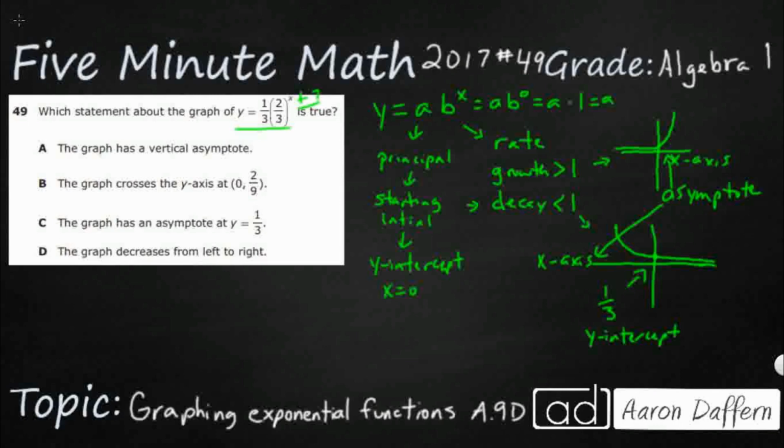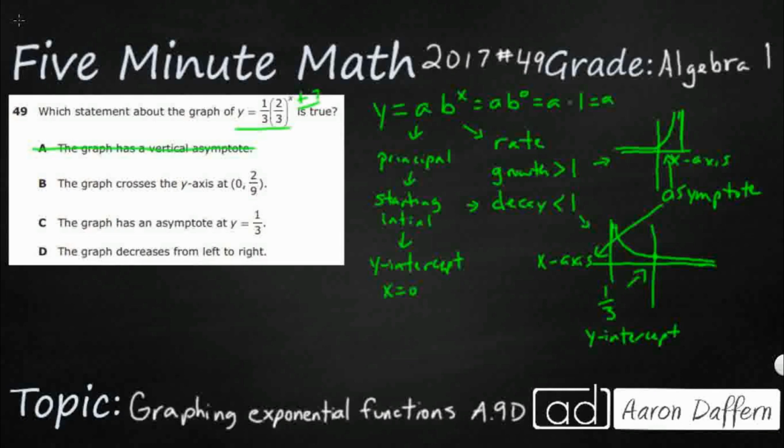Okay, so let's look at our answer selections. No, the graph does not have a vertical asymptote. We can't say that this line right here is the asymptote for the increasing, or this line is the asymptote. It's going to continue to expand. Its horizontal asymptote is the x-axis.